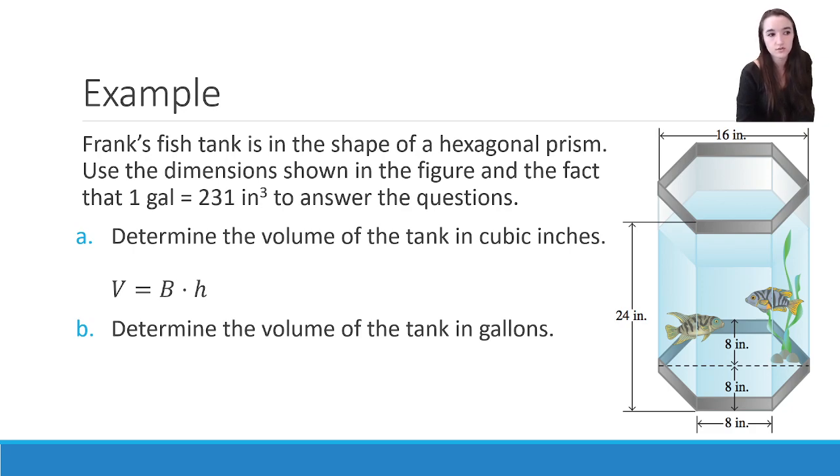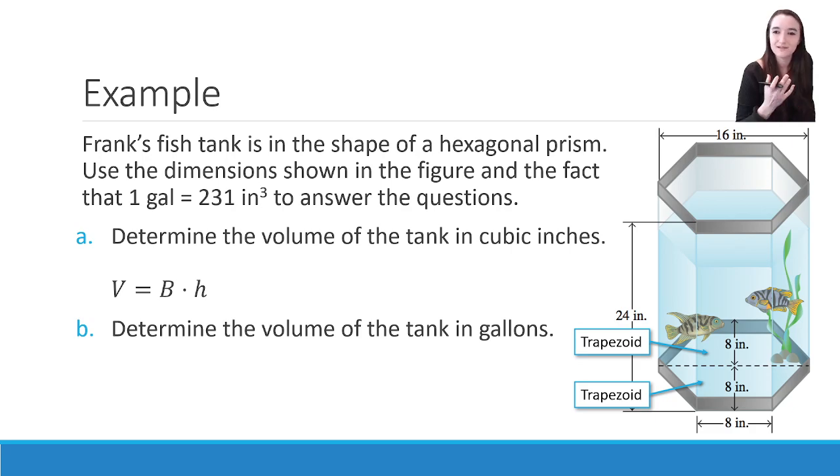However, we were given the formula for the area of trapezoids, and this hexagon is made up of 2 trapezoids. So we can find the base by finding the area of each individual trapezoid. Remember that the area of the trapezoid is 1/2 times base 1 plus base 2, times the height. In this case, base 1 is 16 across, and base 2 is 8 across, and the height is 8.